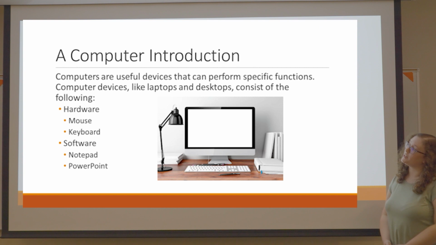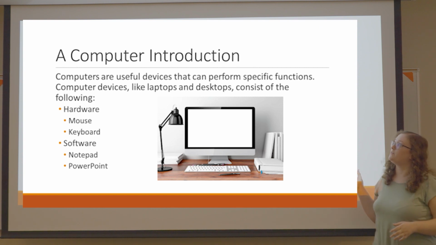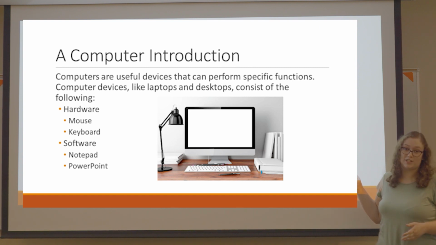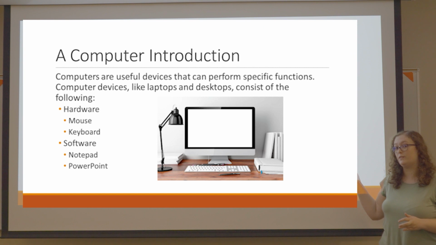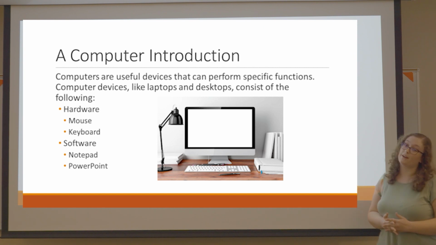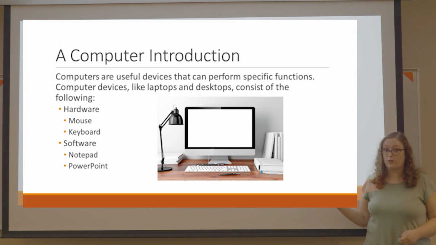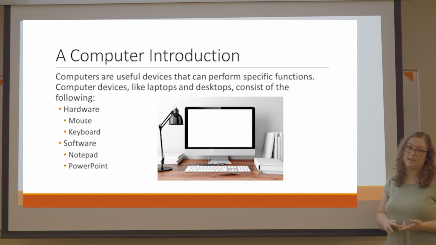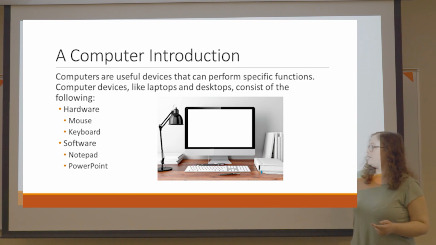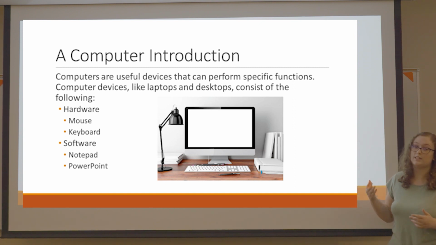So we have a computer introduction. These computers are useful devices that can perform specific functions. The picture I have shown here is an example of a desktop computer, and I'll explain that in a later slide. Computer devices like laptops or desktops consist of the following. We have hardware, which is the physical parts of a computer, and that consists of the mouse and the keyboard. For example, this is a keyboard. It's something on which you can type.